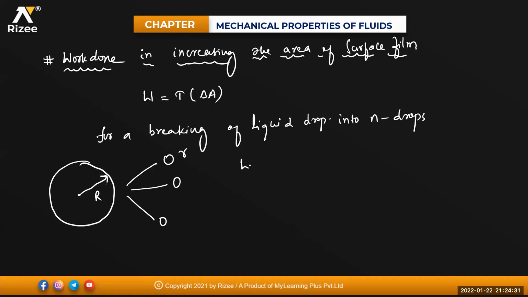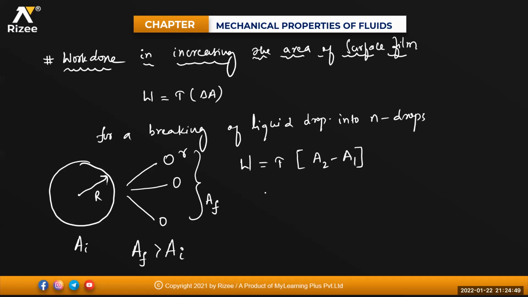So work done will be equal to... the area is more for which one? This one has more area, so this is the final area and this is the initial area. Here the final area is greater than the initial area. So work done will be equal to T into A2 minus A1, that means final area minus initial area.